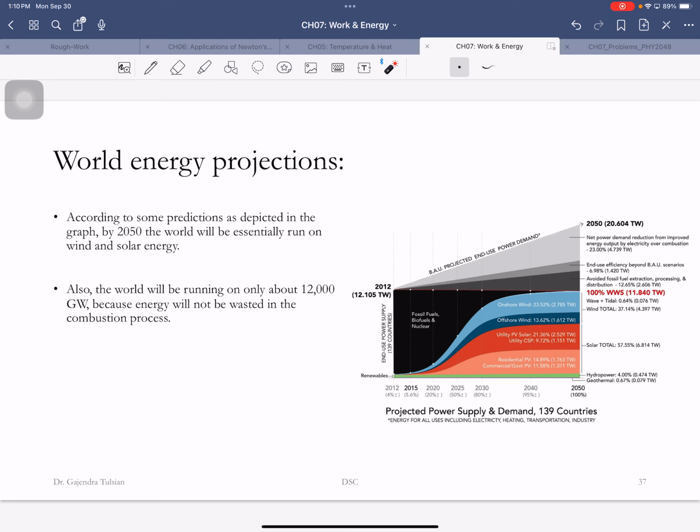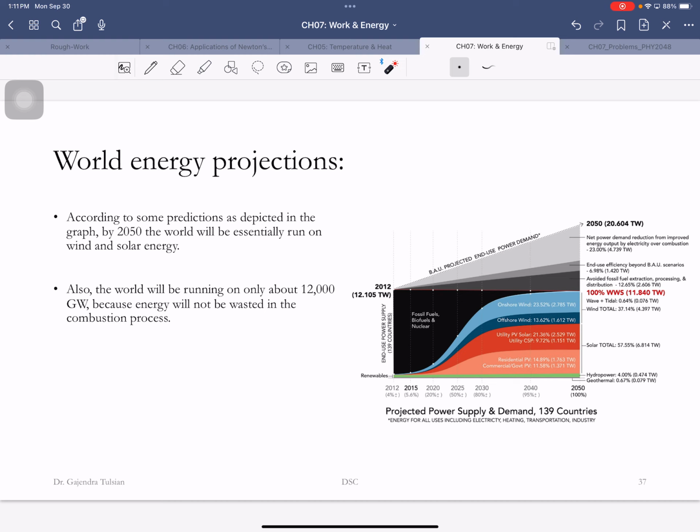What this is showing you is that in 2012, most of the energy was coming from fossil fuels. It's still true. And as the world transitions to renewables, this is a simulation by a group at Stanford. By 2050, what they say is about 40% of your energy will come from wind energy, and about 60% will come from solar energy. And this is with existing technology. You don't have to invent new technology.